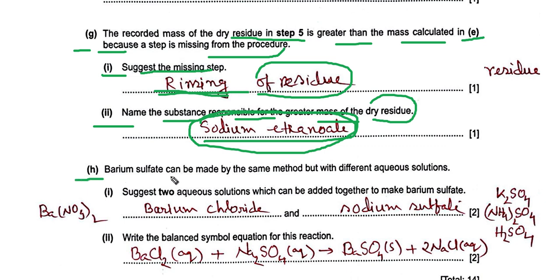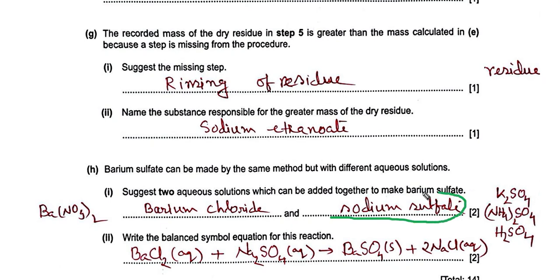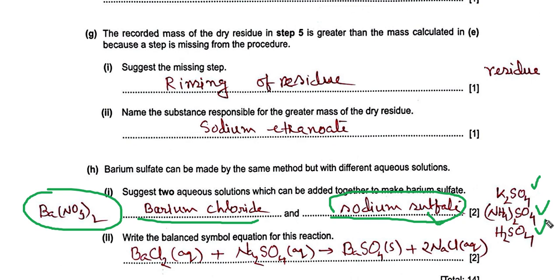H, barium sulfate can be made by the same method but with different aqueous solutions. Suggest two aqueous solutions which can be added together to make barium sulfate. So barium chloride reacts with sodium sulfate to produce barium sulfate precipitate, or in place of barium chloride you can write barium nitrate. In place of sodium sulfate, you can write potassium sulfate or ammonium sulfate or sulfuric acid.